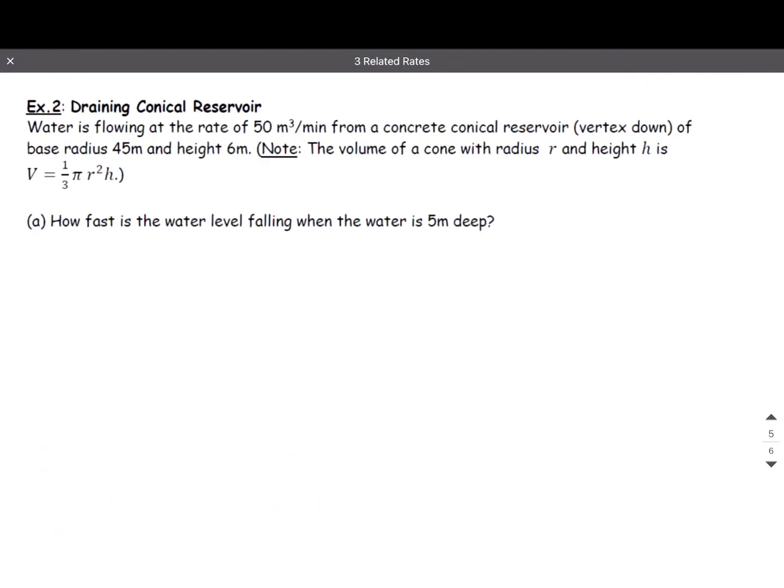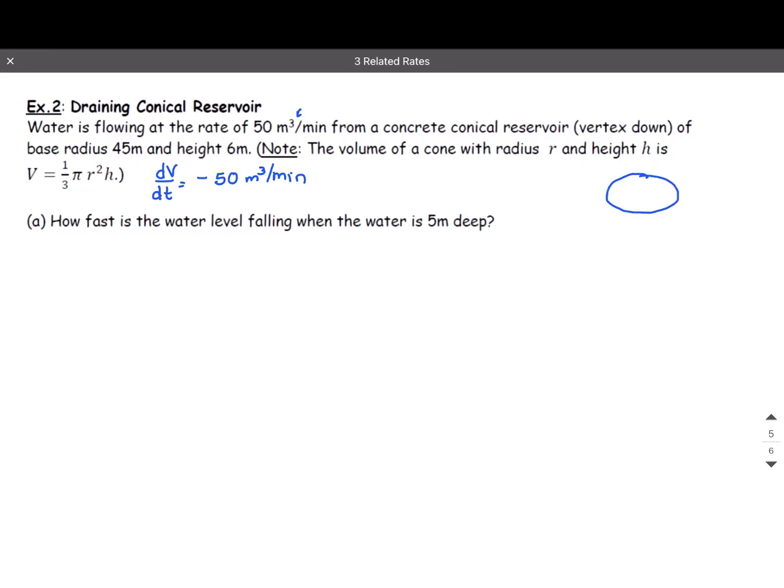Okay, next up is one of our cone problems. Water is flowing at the rate of 50 cubic meters per minute from a concrete conical reservoir. That means when it's coming out, that's the volume. Notice meters cubed per minute. That's dV/dt. And since it's coming out of it, the rate of change is negative 50 cubic meters per minute from a concrete conical reservoir whose vertex is down.